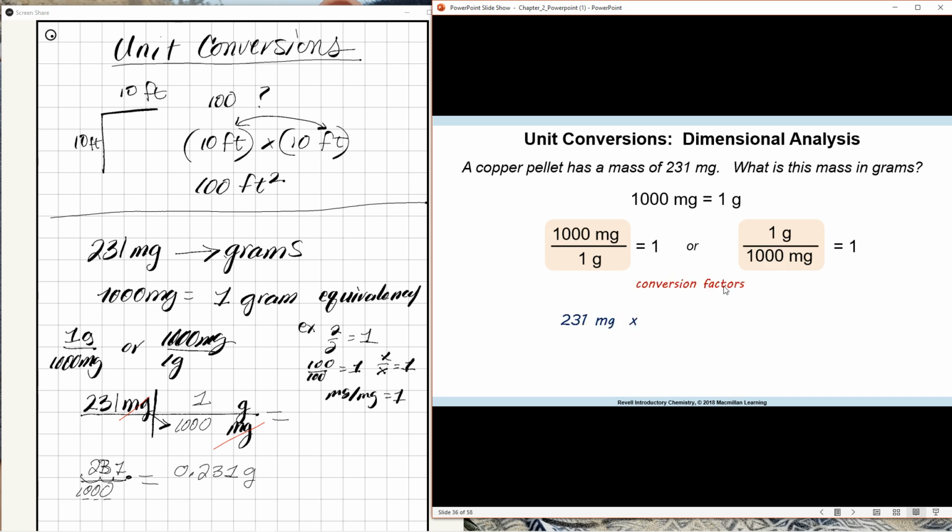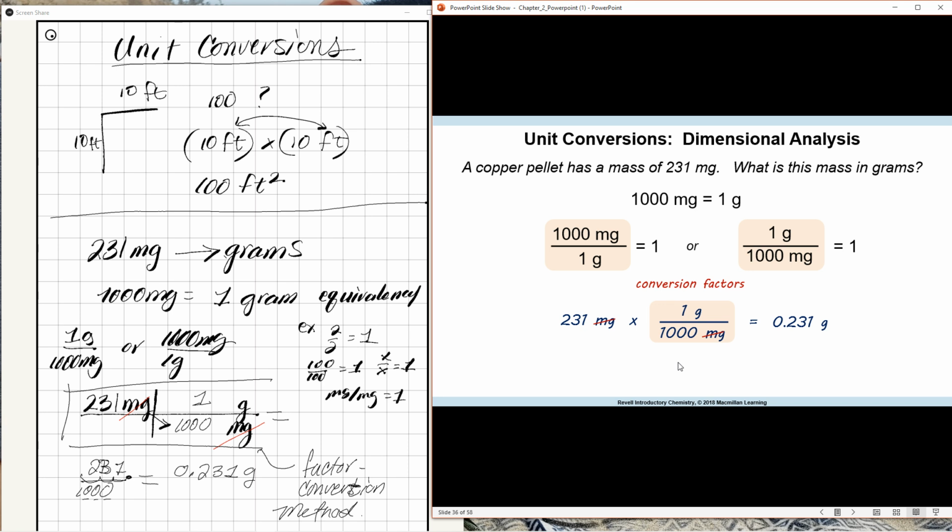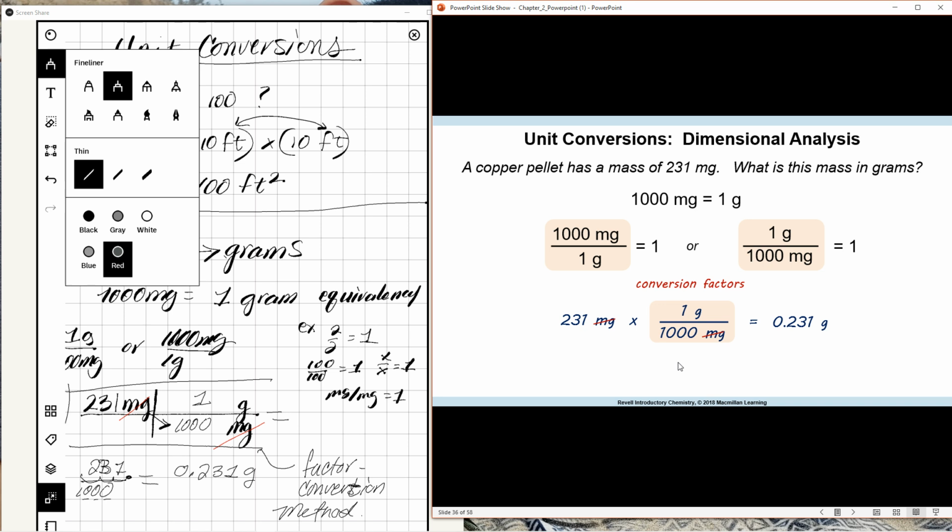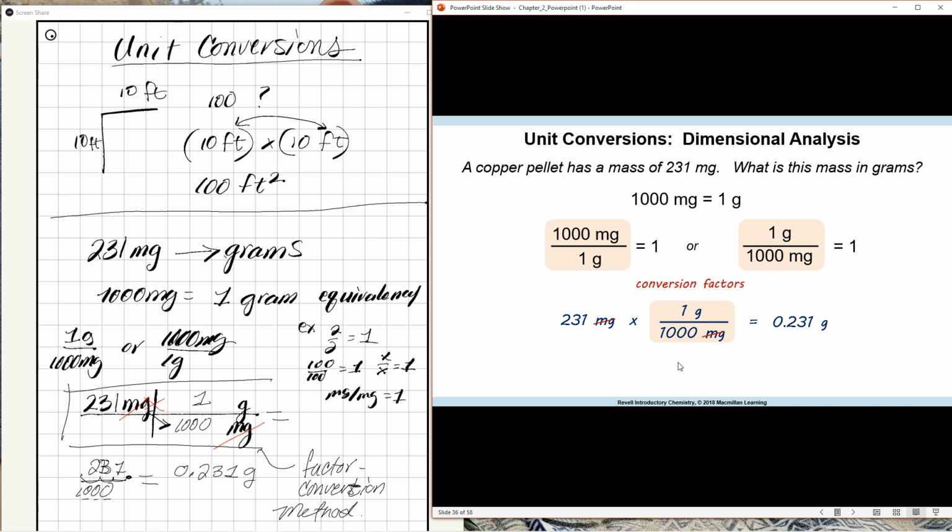Okay, we have our equivalency factors. We take our 231 and we divide it by the 1,000 milligrams. And we cancel out our units and we get the 0.231 grams. Okay, this method that I used right here is called the factor conversion method. And that's a method that we tend to use in science to keep our work organized. We know that you multiply everything that's on the top and you divide by everything that's on the bottom.